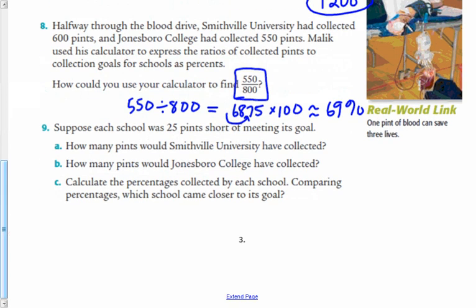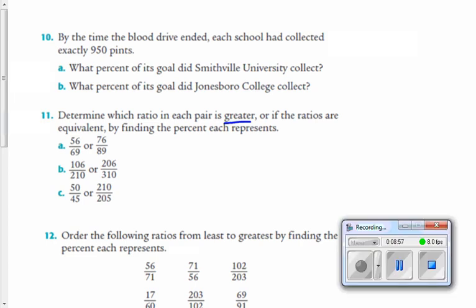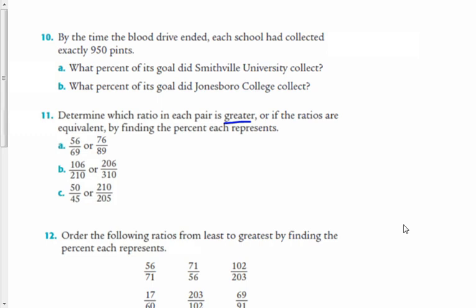All right, let's do one more problem here. And it says determine which ratio in each pair is greater, or if the ratios are equivalent, by finding the percentage each represents. So all we're going to do here is 56 divided by 69. And we're going to do 76 divided by 89, see which is greater. Now, if you could just think about it, estimate which is greater to begin with so you kind of get an idea. If you were to round this to 80 over 90, and this maybe to 60 over 70, you see a ratio of 6/7 there and a ratio of 8/9. So I think 8/9 is going to be a higher percent.